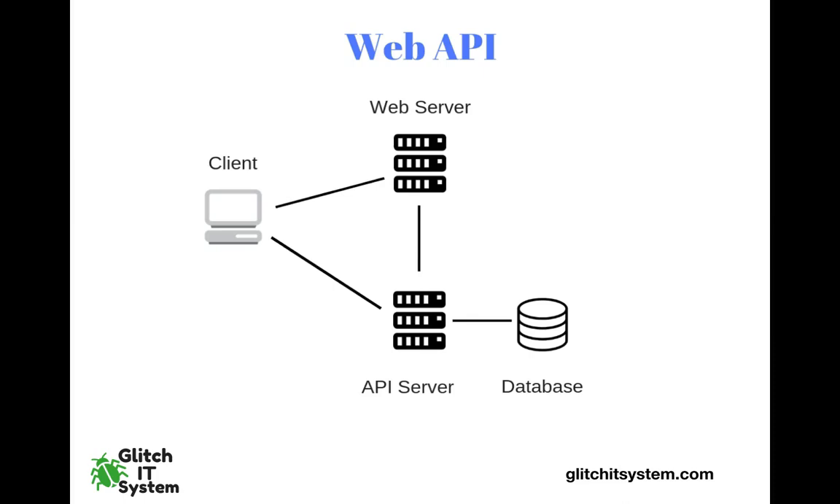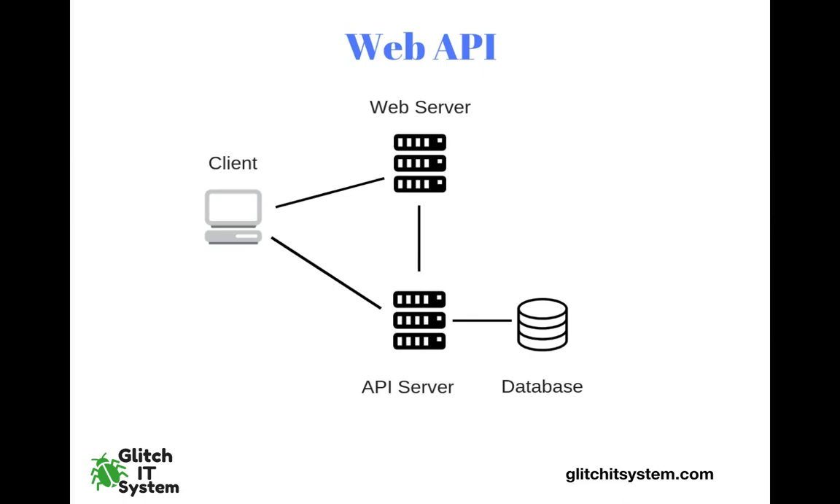So say you went to google.com, typed in apple pie, and then the API server is going to do its thing, get the information, tell the web server what to display. The web server is going to send that back to your computer, and then you're going to see a bunch of links, images, videos about apple pie. All right, so that's the typical way that most people are interacting with APIs.